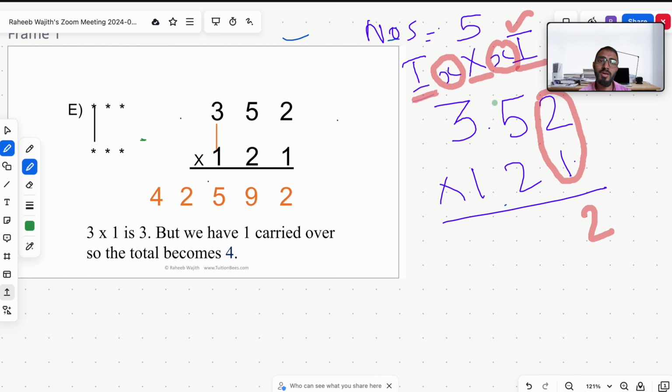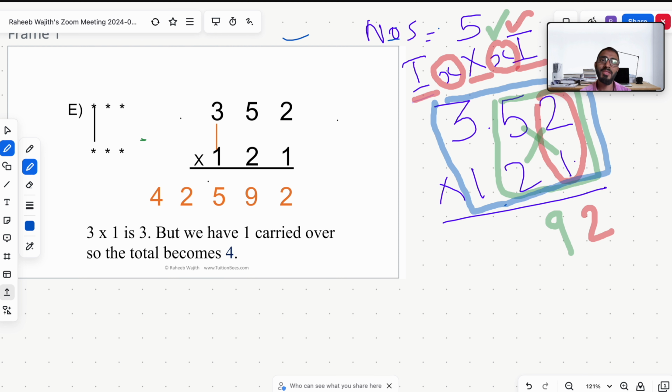We'll move on to step number 2. In step number 2, we will take this grid. 5 ones are 5, 2 twos are 4. So 5 plus 4 is what? 9. So that completes step number 2. We'll mark this here. And step number 3 is what? We take this whole grid.